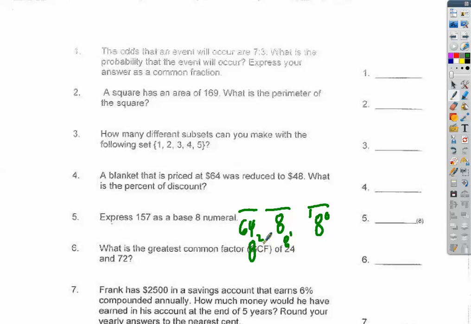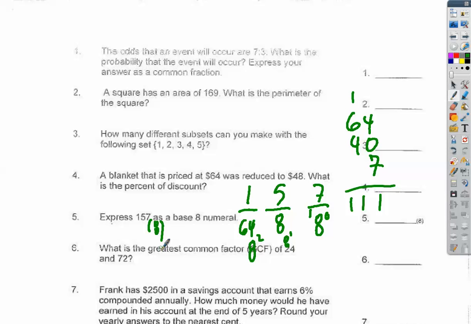So we have 1 group of 64, 5 groups of 8, and 7 groups of 1. So I need to add those groups together. So that's 1 group of 64 is 64. 5 groups of 8 is 40. And 7 groups of 1 is 7. So you add them together, and you get 111. Oh my goodness. No, you don't. Oh, express as, my goodness. I did it backwards. I said that 157 was a base 8 numeral. That is not true.